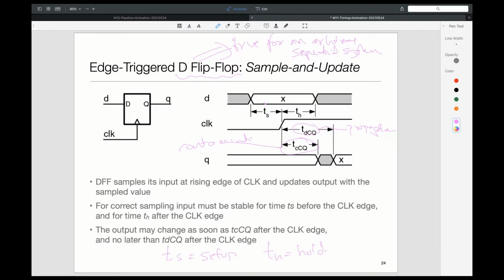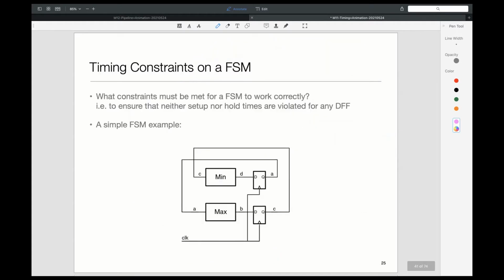What is the setup for it? What's the hold for it? What is TDCQ? What is TCCQ? They are not given. That's the only difference. For a D flip-flop, it will generally be given to you by whoever is providing it, whereas for anything else, you have to figure it out. Okay, so now let's see what role they play.